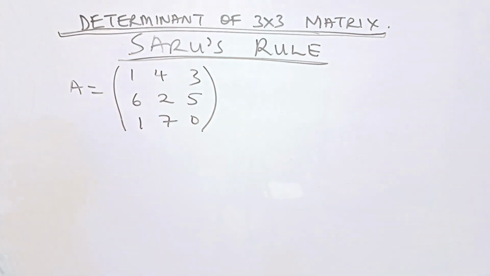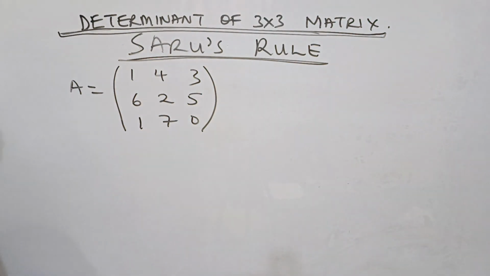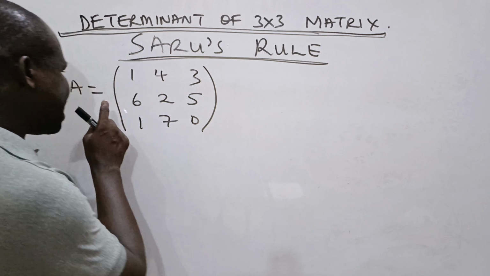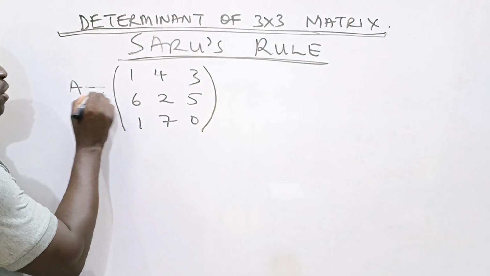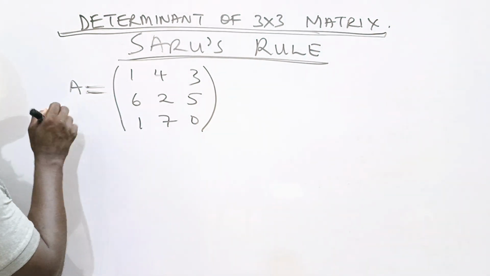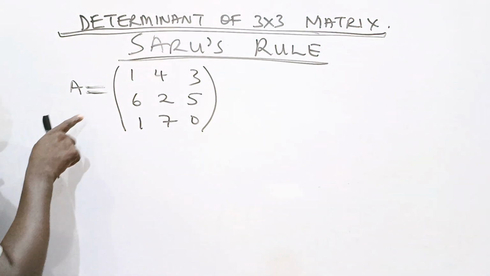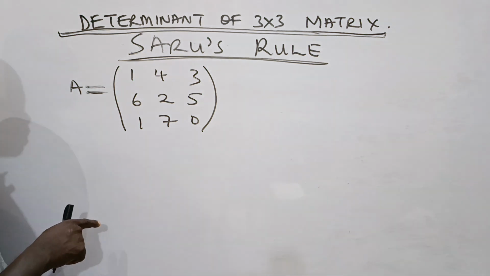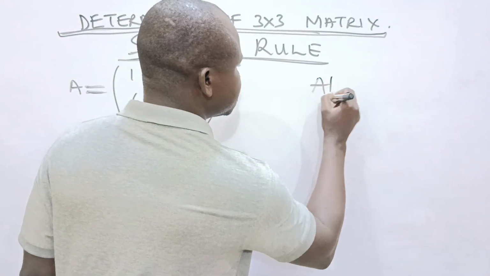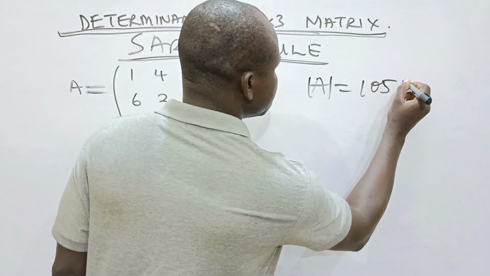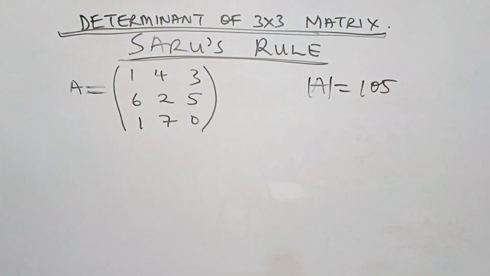Today, we want to look at another method that we can use to find the determinant of a 3 by 3 matrix. And that method is called Sarrus rule. Of course, this particular example, we found the determinant using the normal method of finding the determinant of a 3 by 3 matrix, and we got the determinant to be equal to 105. So today we want to apply this Sarrus rule and see if we are going to get the same result.